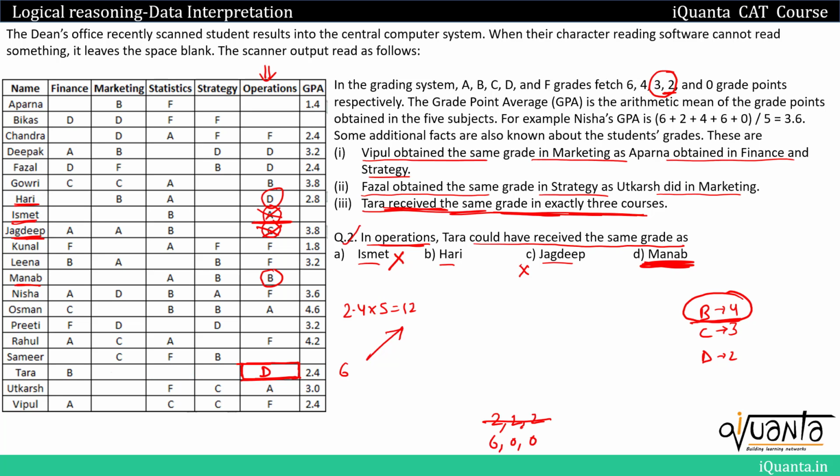At last we have 6, 0, 0. So 6, 0, 0 means A, F, F. In this case also we can see that she's not getting the same grade in 3 subjects, so even this is wrong. So the only possibility is grade B. And who is getting grade B in operations?